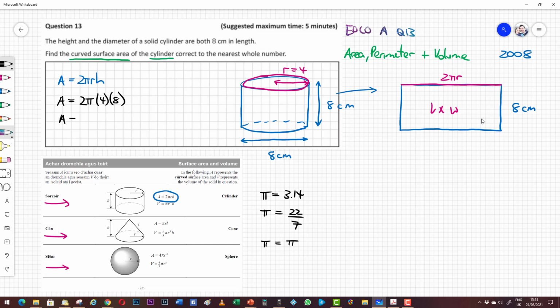I'm just going to give the answer in terms of pi first of all. So 2 times 4 is 8, 8 times 8 is 64 pi centimeters, and area is measured in units squared. Now, if the question had said to give your answer in terms of pi, this would be the answer we'd write down, because this is the most accurate version of the answer, 64 pi. What we're going to do is take out the calculator and find that to the nearest whole number we're asked to give the answer to, rather than a particular amount of decimal places.